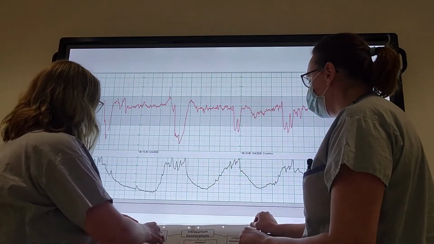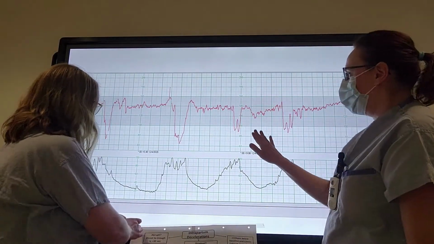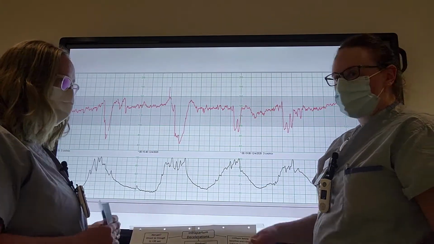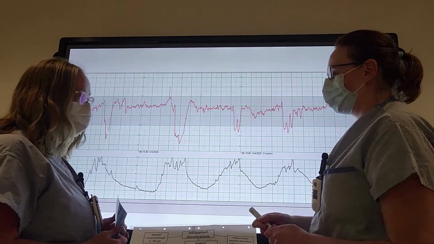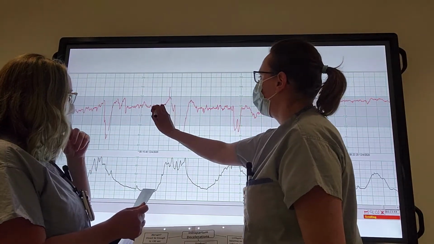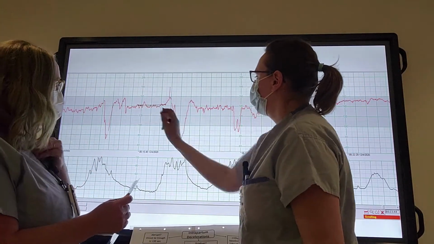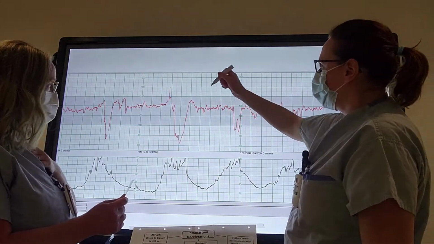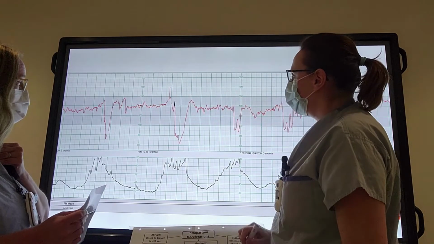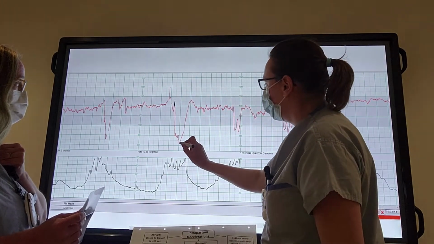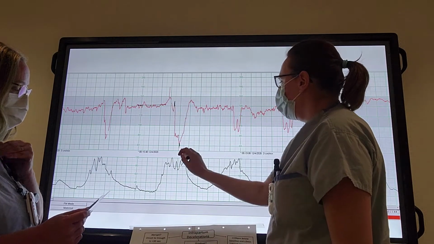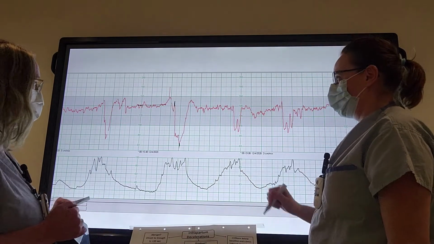We can't jump to the end and look at how the decel finishes until we decide how it starts, what the slope is, or how it gets to the trough. So the first thing we're going to do is determine our baseline. The next thing is to determine where the decel leaves the baseline, and then where it reaches the trough. From here to here, you're going to count how many seconds that takes.